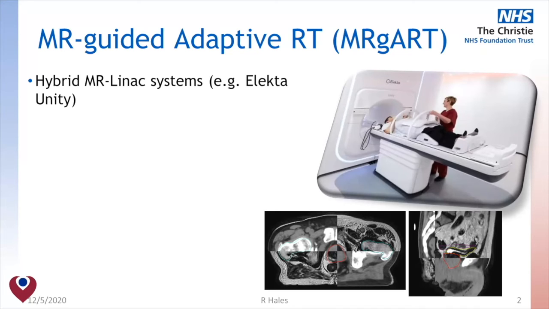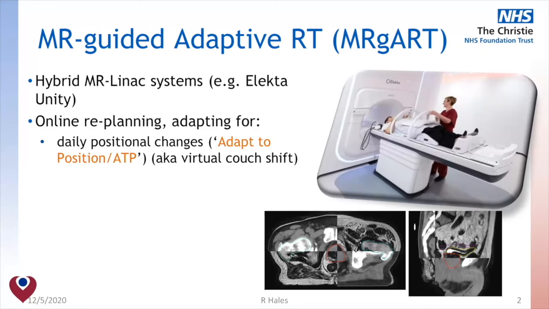The Unity is capable of adapting daily fractions online while the patient is on the bed, and this follows two different work streams. The first adapts for daily positional changes, which is akin to a virtual couch shift, where the plan is moved to fit the patient, and this is known as adapt position, or ATP.